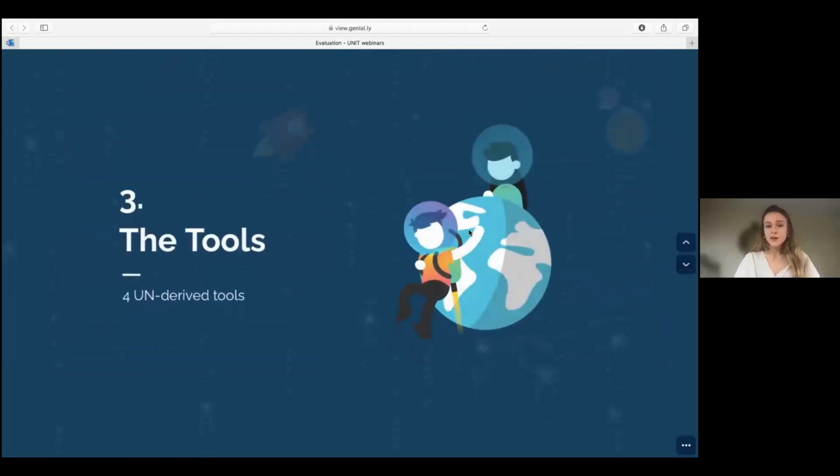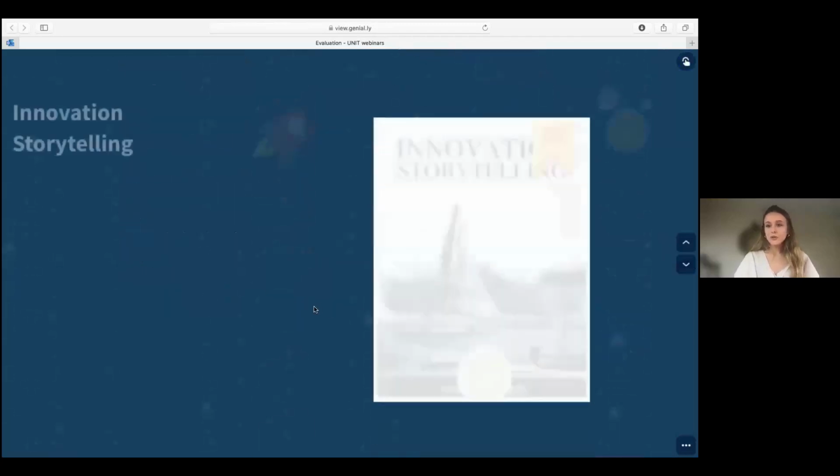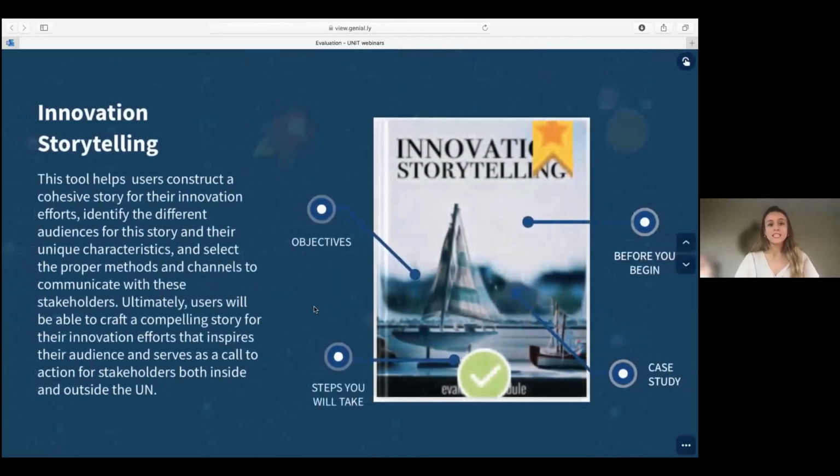There are 4 UN-derived tools, as already expressed, and now we are going to briefly explain the 4 of them to you all, and then you will be able to decide which tool you would like to focus on today. The first tool we will briefly introduce is innovation storytelling. I have to say that this is a really popular tool within the UN with a lot of downloads and good ranking.